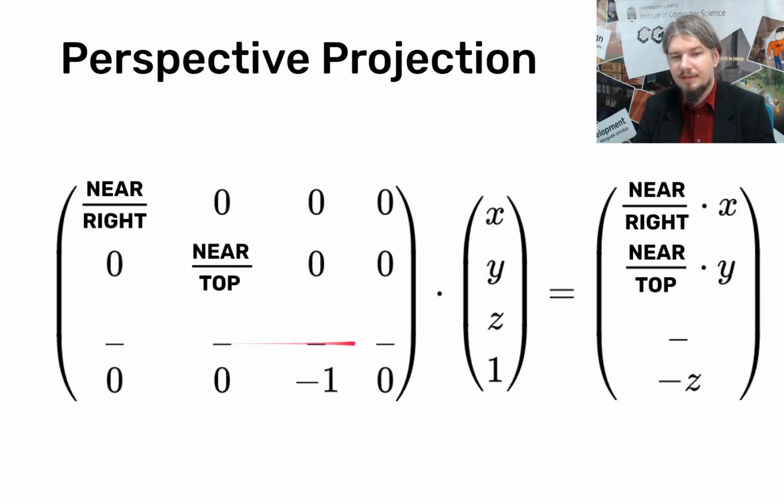Now we're still missing this third row. So what should we do with z? If we just put 0, 0, 1, 0 here, then we will get z, and well, z divided by minus z would be minus 1, and we would lose all of the z information. That would be bad because we wouldn't know which fragments would be in front of other fragments.